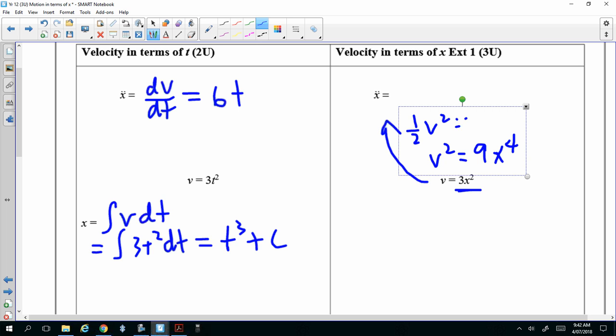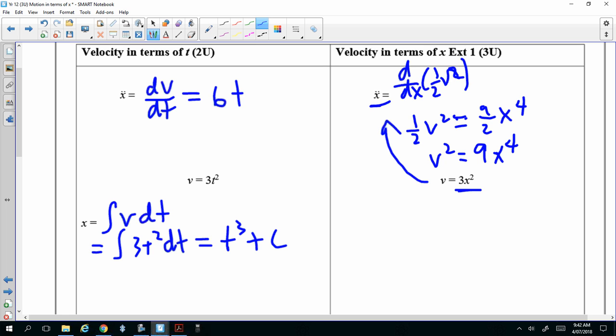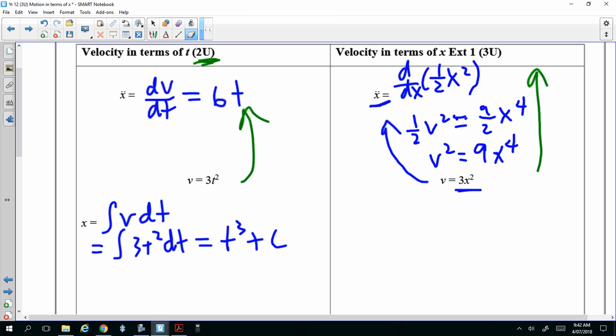Okay, so note the extra step involved when we have to find acceleration when v is in terms of x. Note the extra step needed. Whereas in terms of t, easy, just differentiate with respect to t. That's your acceleration. When velocity is in terms of x, you need these steps. So differentiating this becomes 9/2 times 4x to the power 3, which is 18x to the power of 3. That's your formula for acceleration.